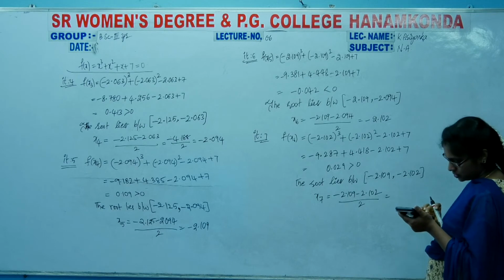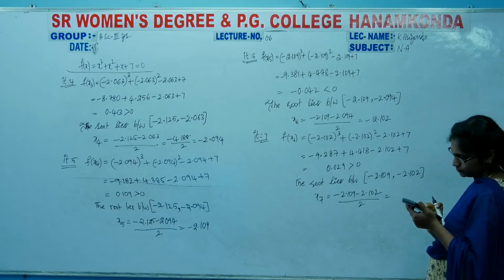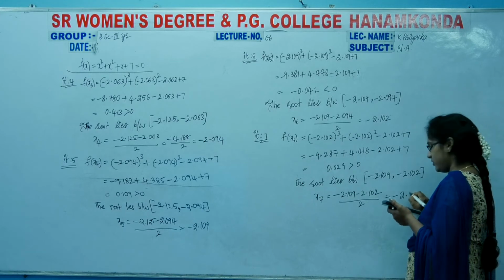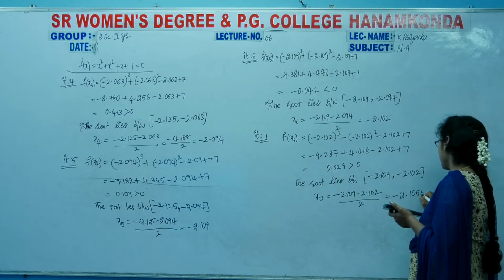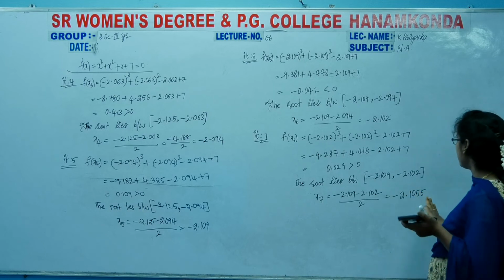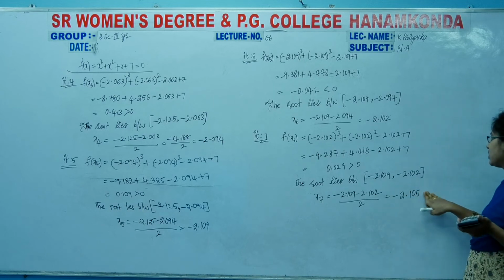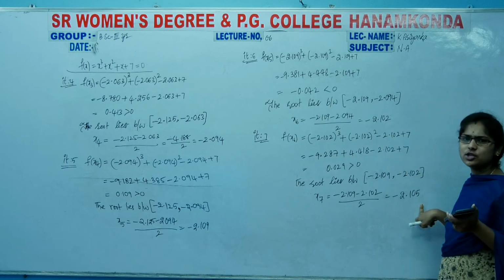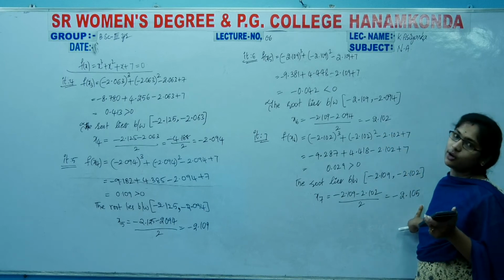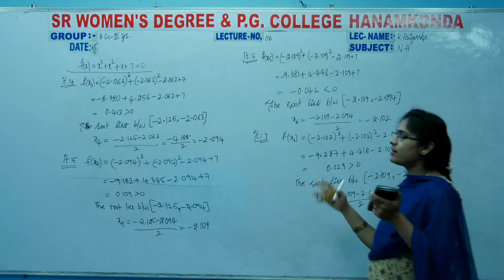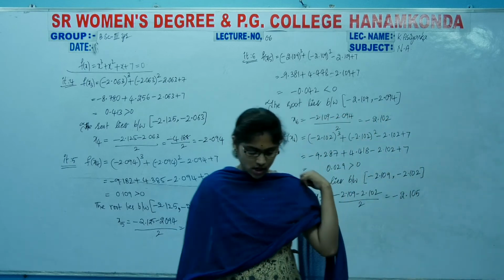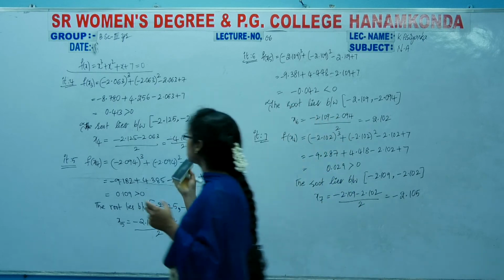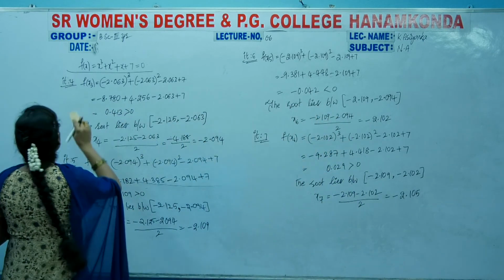2.109, 2.102, minus 2.1055. So up to 3 digits means we have to take that 5. Okay, here what I have? 102, and here what I have? 105. Somewhat near but not exact. So that's why again we have to go for the next iteration. So now here, next iteration means what we have to take? F of x, next iteration in number is 8.